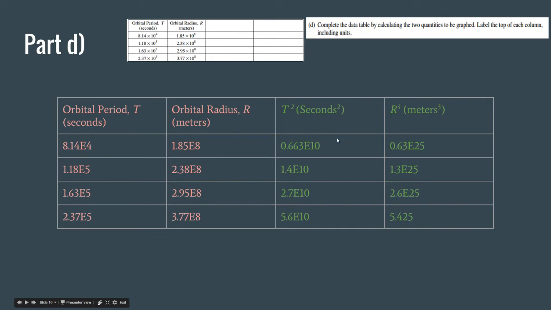Even just looking at this, ignoring the E10 and E25, which just mean times 10 to the 10th and times 10 to the 25th, you can see that 0.663 is pretty close to 0.63, 1.4 is pretty close to 1.3, 2.7 close to 2.6, and 5.6 close to 5.4. So you know your slope is going to be pretty linear because these values are increasing similarly to each other. Make sure you don't forget to write your units squared and your units cubed up here, or else you'll lose a point off of this part.